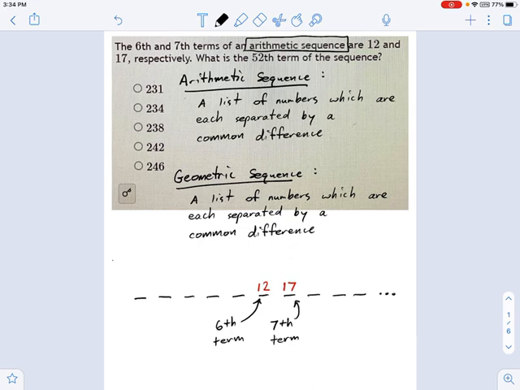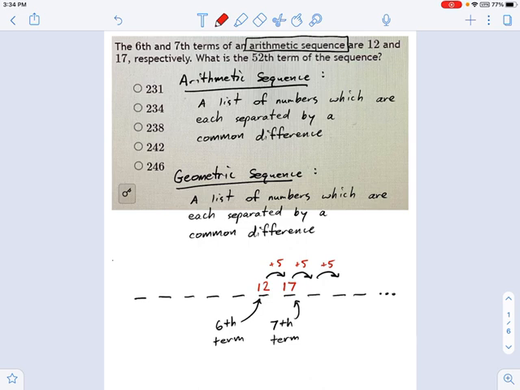In other words, the difference between 12 and 17 is the same as the difference between the next number and 17, and it's the same as the difference to the next number after that. We're going to be adding 5 each time. Okay, that's the common difference. It's plus 5 between the 6th and 7th term, so it's going to be plus 5 for the next one and plus 5 for the next one. That's what makes this arithmetic.